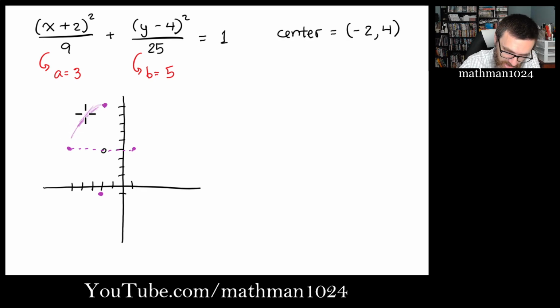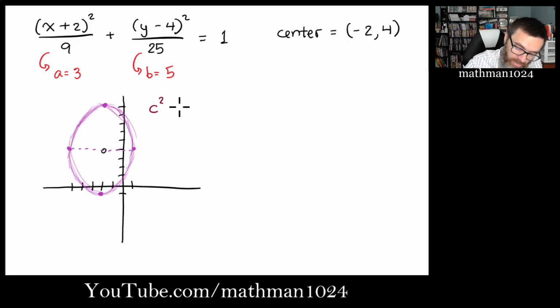And then we just connect our dots the best we can. Again, it's almost like you're drawing a circle, you're just stretching it out. All right, so there's the center. And as we've done before, let's talk about the foci. But to talk about the foci, we've got to find out what c is, right?